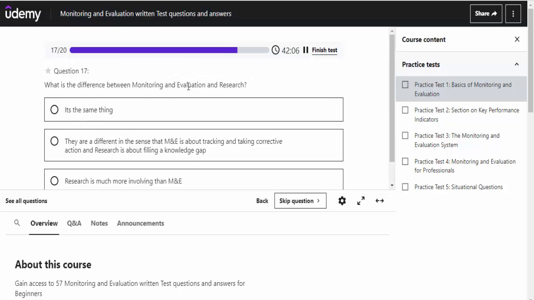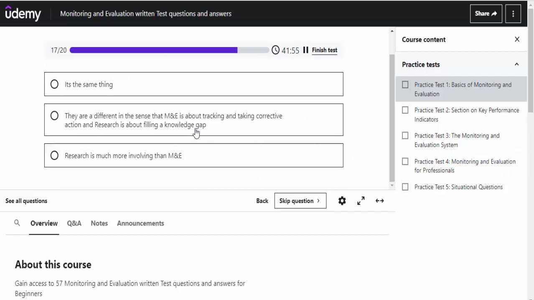What is the difference between monitoring and evaluation and research? It's the same thing. No. Okay, now what is the difference? They are different in the sense that M&E is about tracking and taking corrective action, and research is about filling a knowledge gap. Very true. Very, very true. I won't even go to this one because research is much more involving than M&E. But the question is, it has to explain how it is much more involving than M&E.